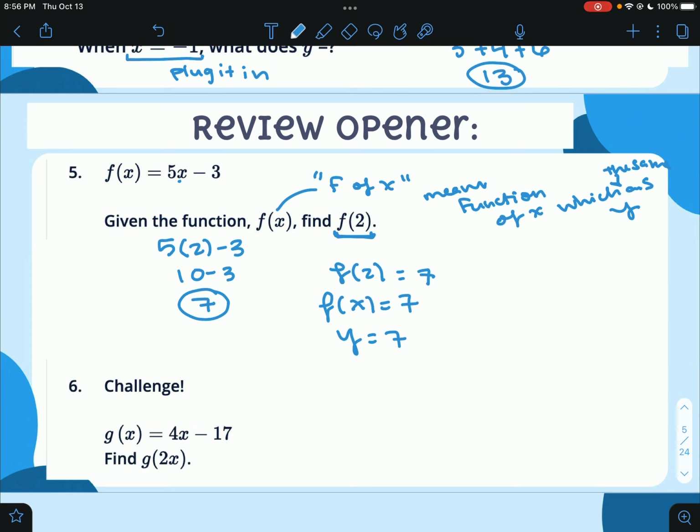Lastly, this challenge. Instead of replacing the x with just a number, what this is saying is, notice, x has been replaced with 2x. So what I would do is I would say 4, where the x was, I'm going to put a 2x minus 17. I would simplify that. So this would be my solution. All I did was replace whatever that x variable is with what's inside our parentheses now.